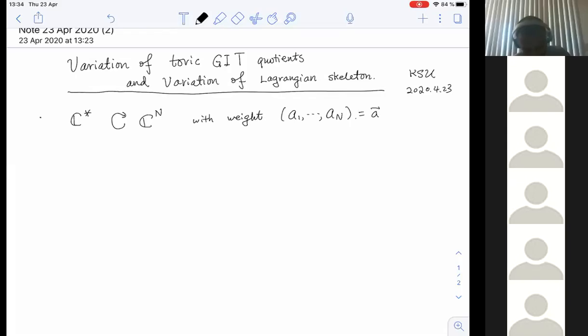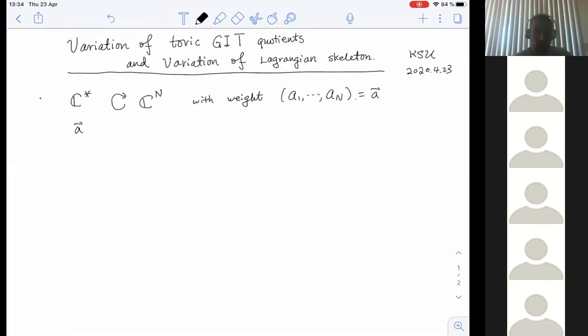This weight vector is primitive, meaning it doesn't have any multiple. And also, let me assume, without loss of generality, that this sum of a_i, from 1 to n, is non-negative.